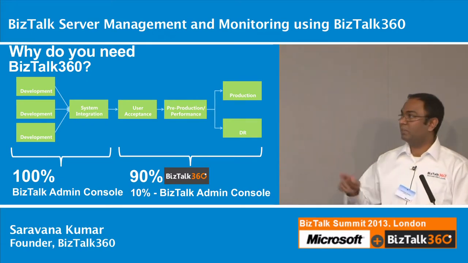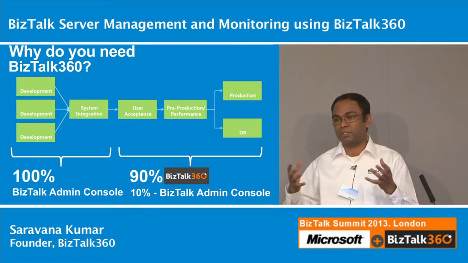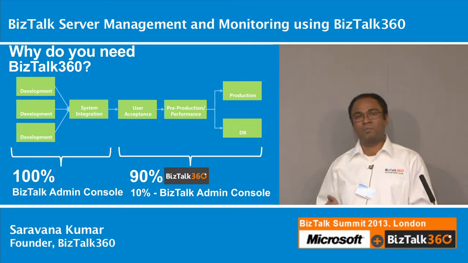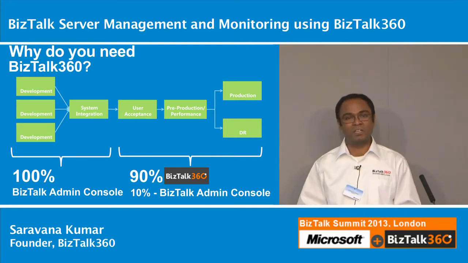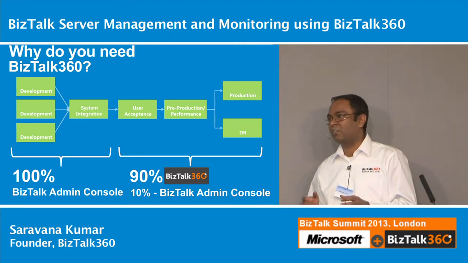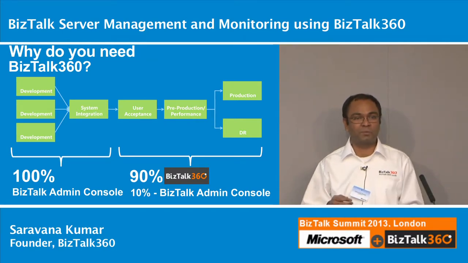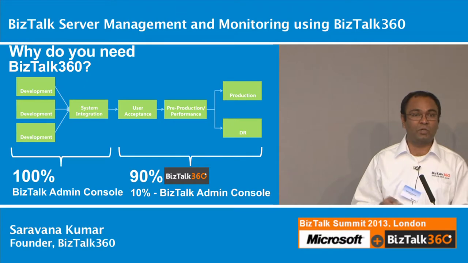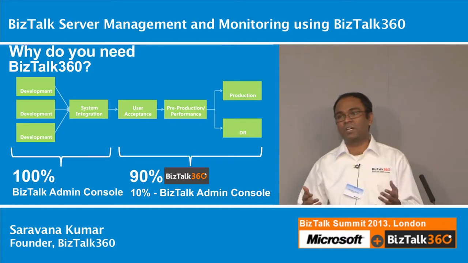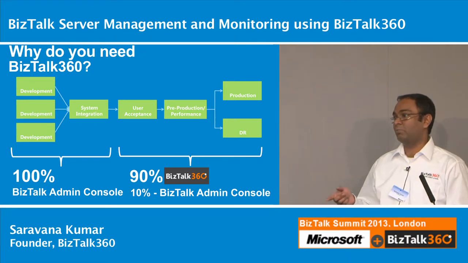So if you look at the picture, the development environment and the initial system integration testing environment are fine. It's a developer's playground area, they can do whatever they want. But when you move on to the next level of environments like user acceptance testing, system testing, pre-production, staging and emergency bug fix environments, you want to keep as much control as possible. You don't want your developers putting a secret patch into those environments without anybody's knowledge. And you want to know when somebody stopped something or started something. That's where we see the maximum advantage you get out of BizTalk 360.